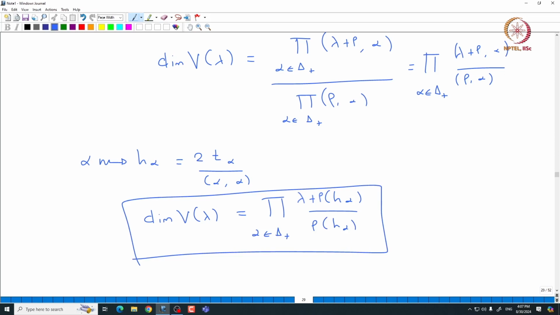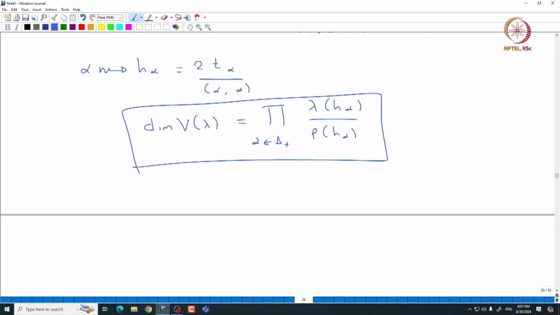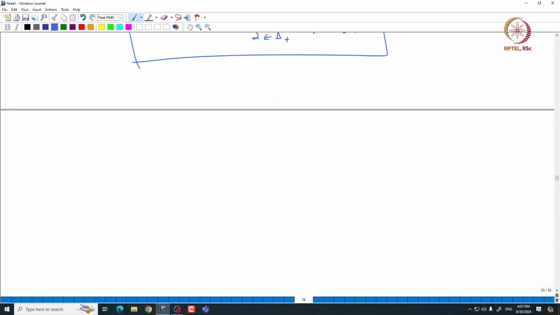Okay. So, this tells you that in case you can compute this (lambda plus rho, alpha), then that immediately gives the dimension of V lambda using this formula. Okay. So, this actually proves the Weyl dimension formula. Now, I will make some remarks about this character formula for type A.